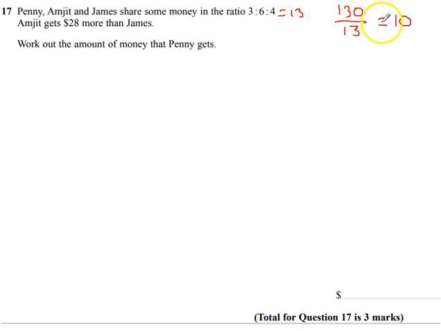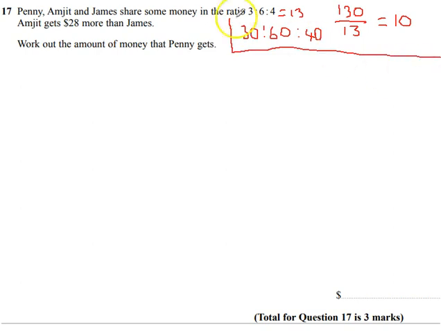So I'm going to give that out 10 times, and the first person is going to get £3. 10 times, they get £30. The second person is going to get £6 10 times, so they get £60. And the last person is going to get £4 10 times, which is £40. Nice and easy.